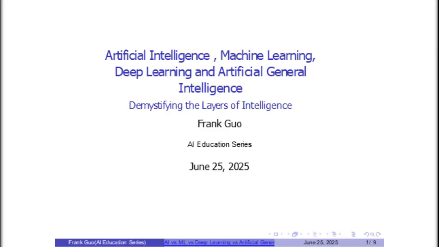We'll unpack four core conceptions: artificial intelligence, machine learning, deep learning, and artificial general intelligence. Each represents a new step in machine intelligence, building on the last. This talk will provide you with a framework to understand how these concepts relate, and why they matter in our daily lives.